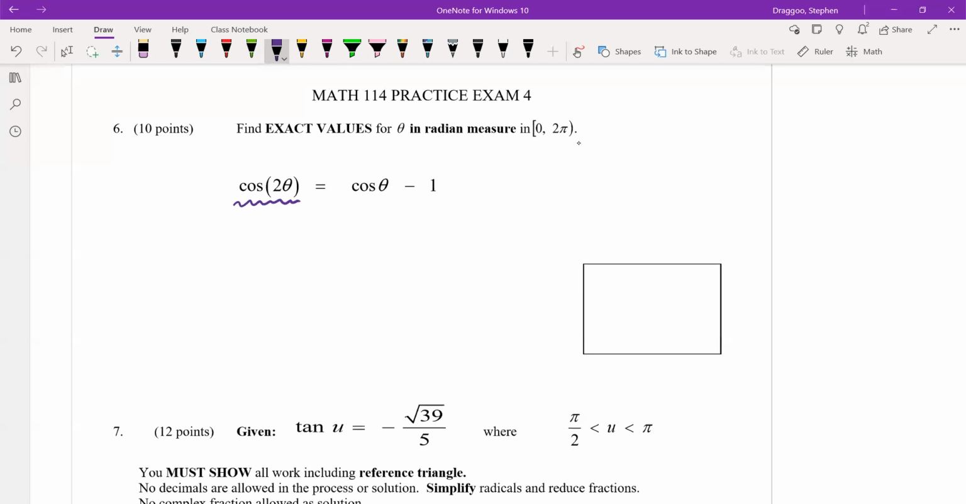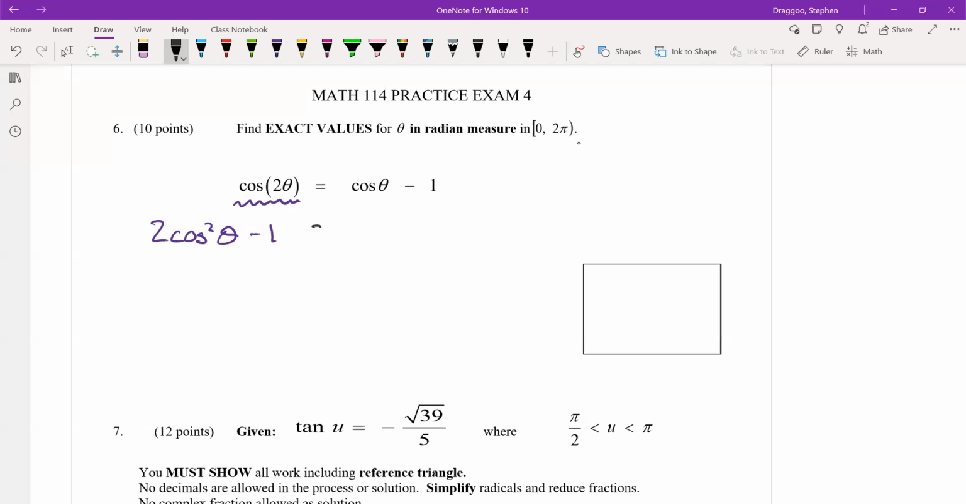Solving this trig equation. Cosine of 2 theta is equal to cosine theta minus 1. Find all angles in 0 to 2 pi. Is this one in there? So the way to do this one, I'm going to go through it quick. I don't think this one's on our exam. But I put it on the practice exam, so I must have known what I was doing at some point.